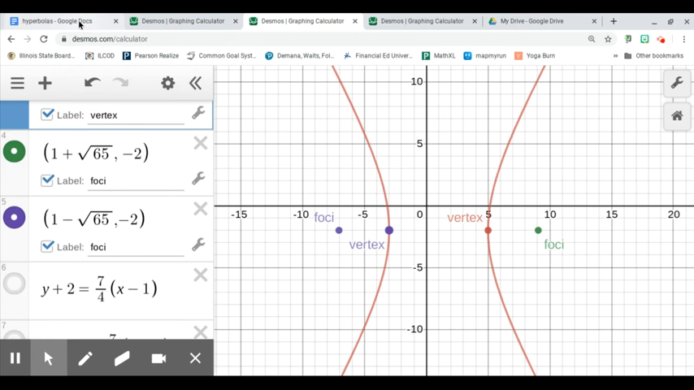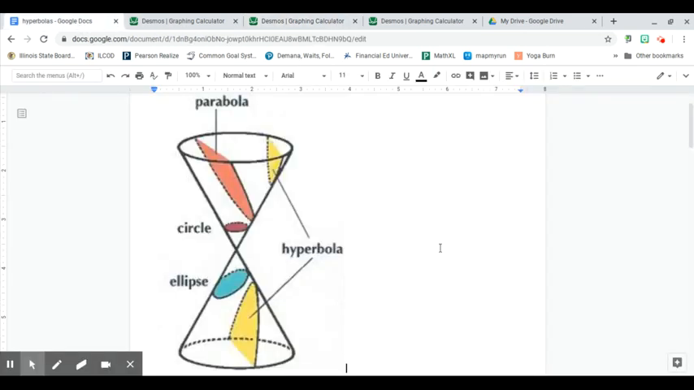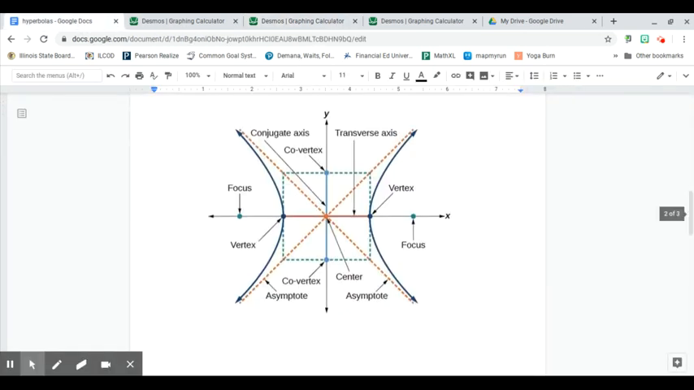So I'm going to go back to my document here, and I've got this diagram here that puts all of the vocabulary in one place for us. So here's a hyperbola opening to the left and to the right. Smack dab in the middle is the center. The transverse axis connects our two vertices, vertex, vertex. And then our foci, or focuses, also lie on an extension of this transverse axis.